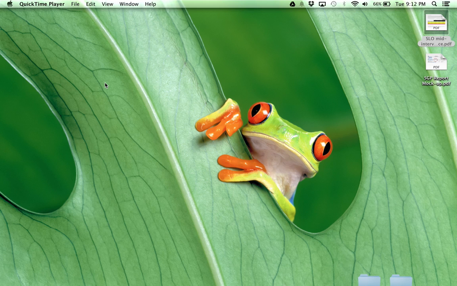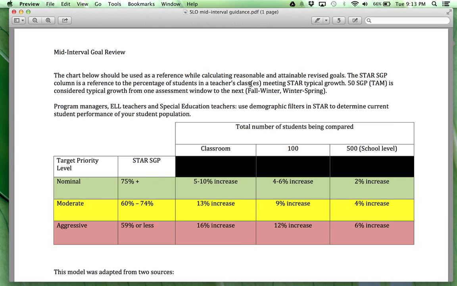And I'm going to jump in first to the goal setting guidance that we put together with some of our administrators here in the district. As you know, during the mid-interval review, there's an opportunity built into the educator effectiveness process that allows us to take a moment to reflect on the hard work that we've been doing in our classrooms and look at the growth that we've made and our students have made. One of the aspects to the mid-interval review process is an adjustment period to look at your SLO goal and make any adjustments as necessary.